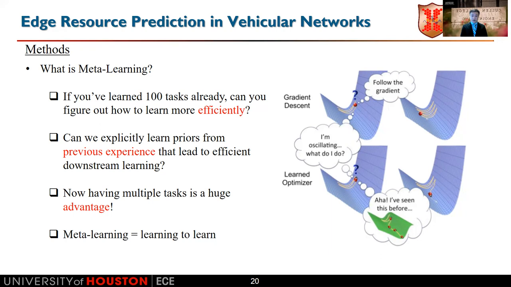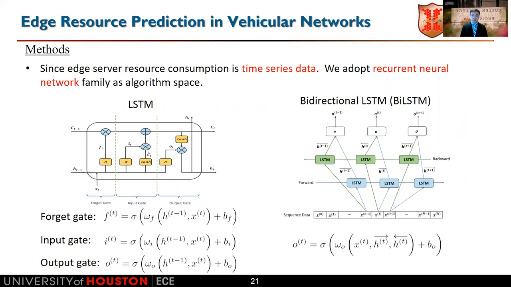So overall, since the objective function is to minimize the mean square error, and edge computing resource consumption is actually a kind of time series data, here we adopt the recurrent neural networks family as the algorithm space. One of the typical characteristics of the recurrent neural network is that the current output is not only decided by the current input, but also the previous output. So this is the main difference between the RNN and the traditional DNN, because the traditional DNN assumes each piece of data is independent.